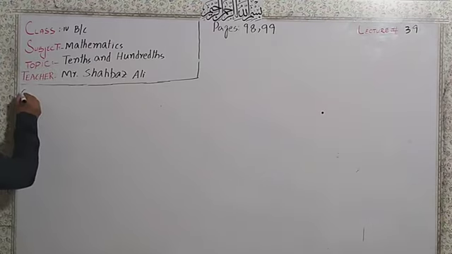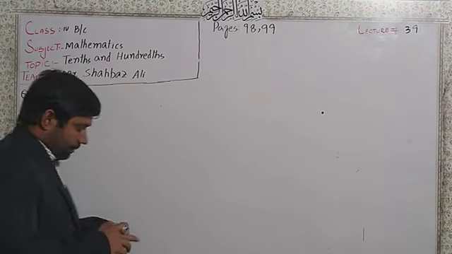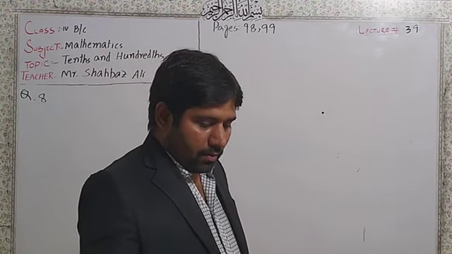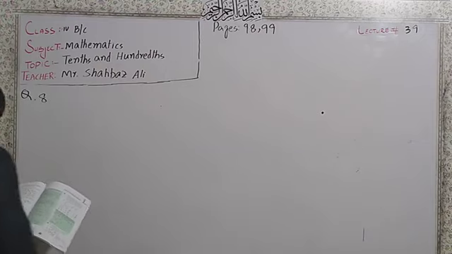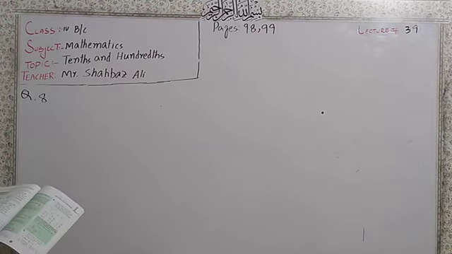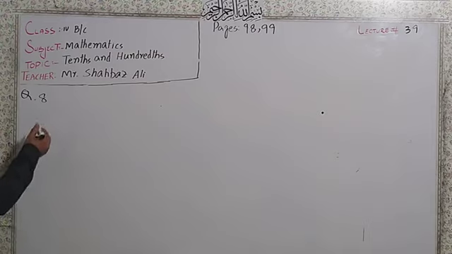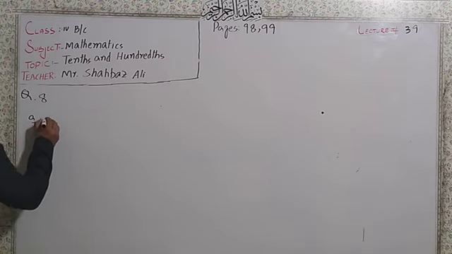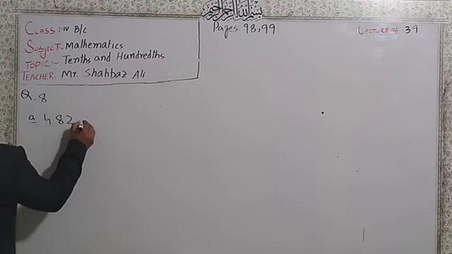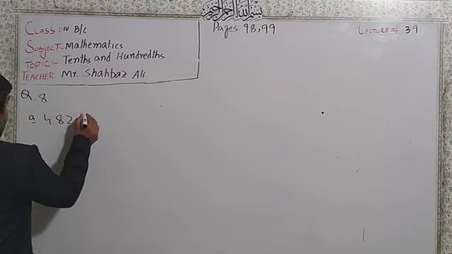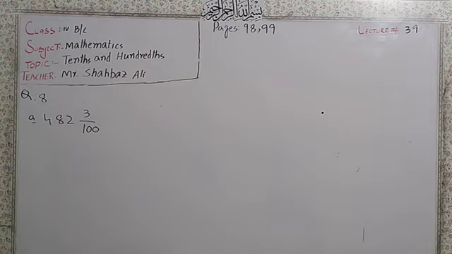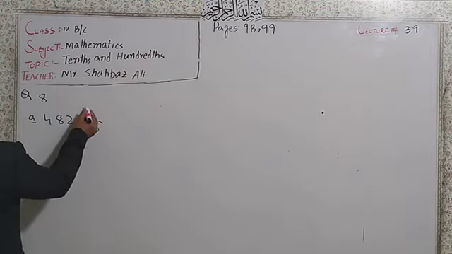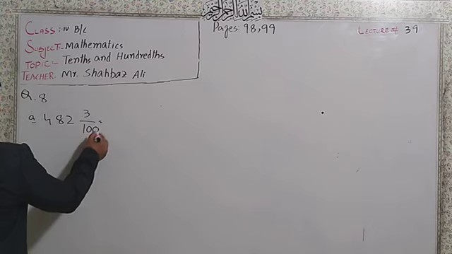In question number 8, you have to put the numbers below into your table. Then first you have to write the question. Part A, 482 3/100. So as you knew in the previous video, this is the fraction sign.